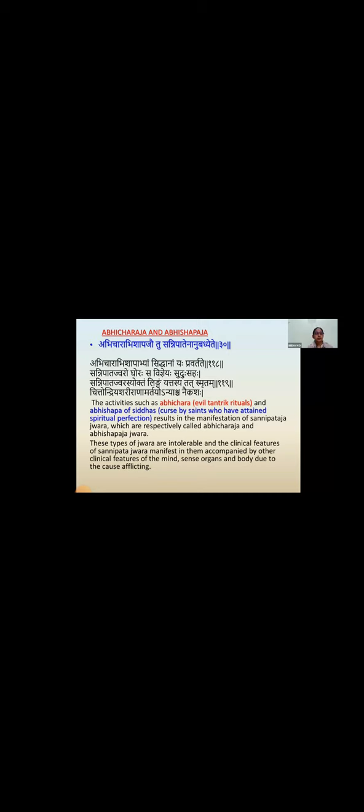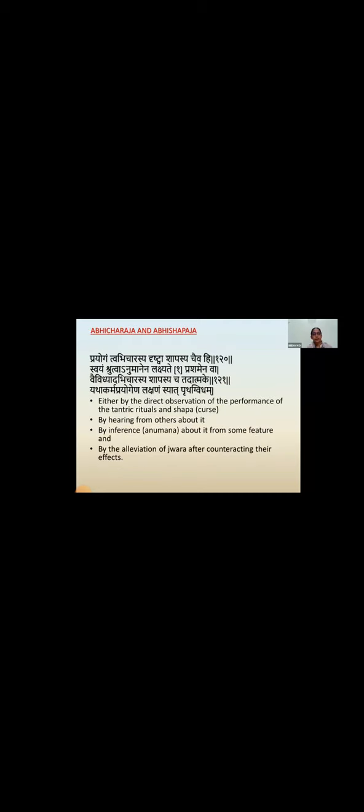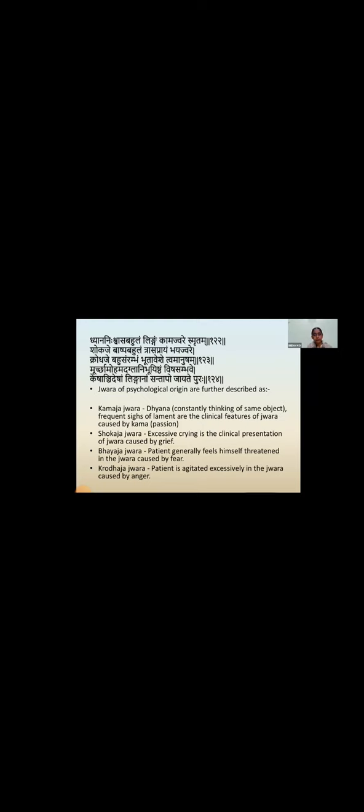Coming to the abhicharaja, this will be understood either by observation, or somebody may have the idea that it might have happened, or by hearing from others about it, or by inference, or anumana, that this may happen to me. By all these things, the abhicharaja or abhishangaja type of jwara can happen. And the kamaja jwara or the shokaja jwara, etc., the different signs and symptoms have been explained, so you can go through the book.